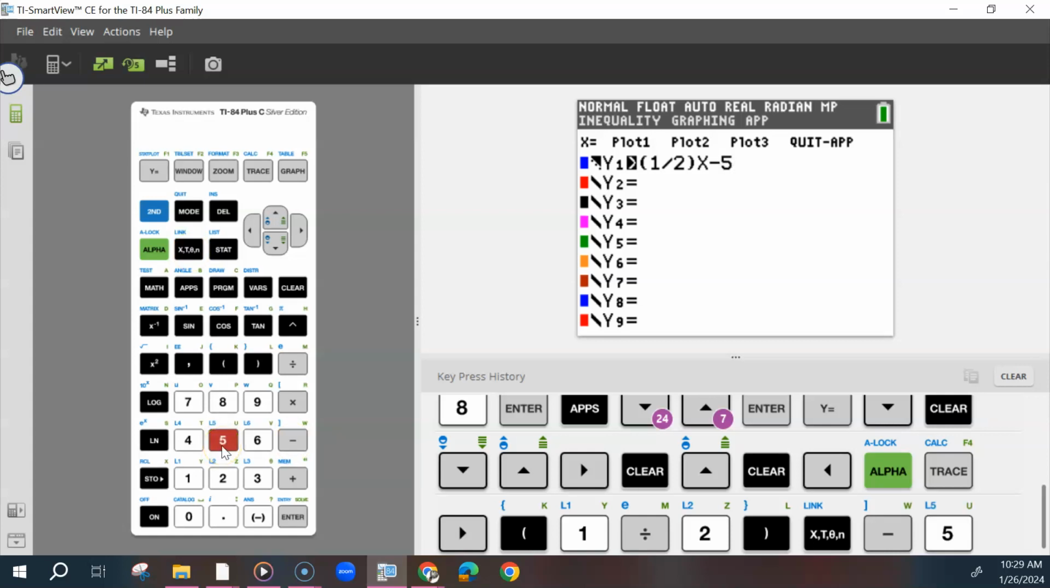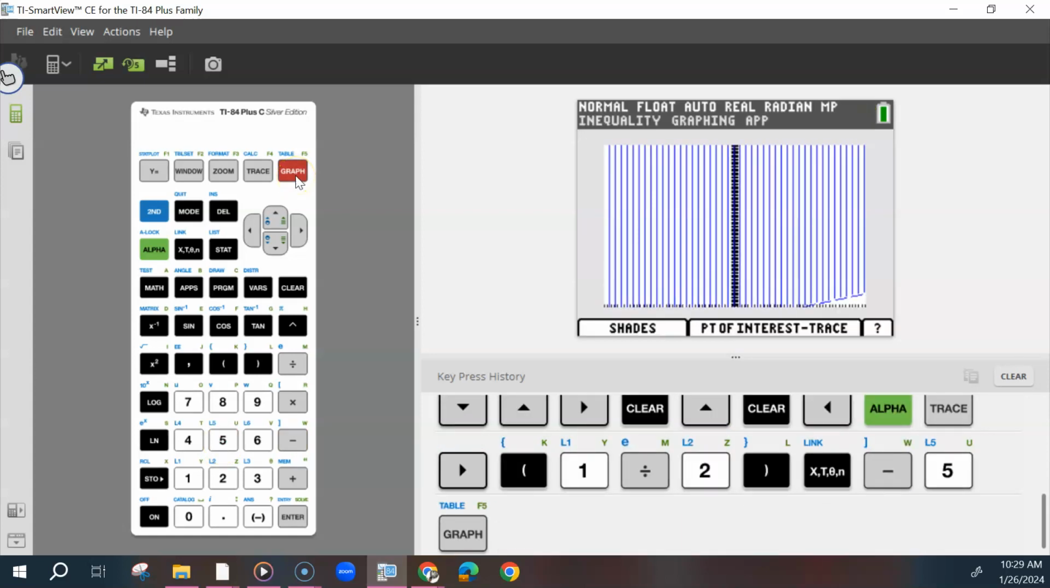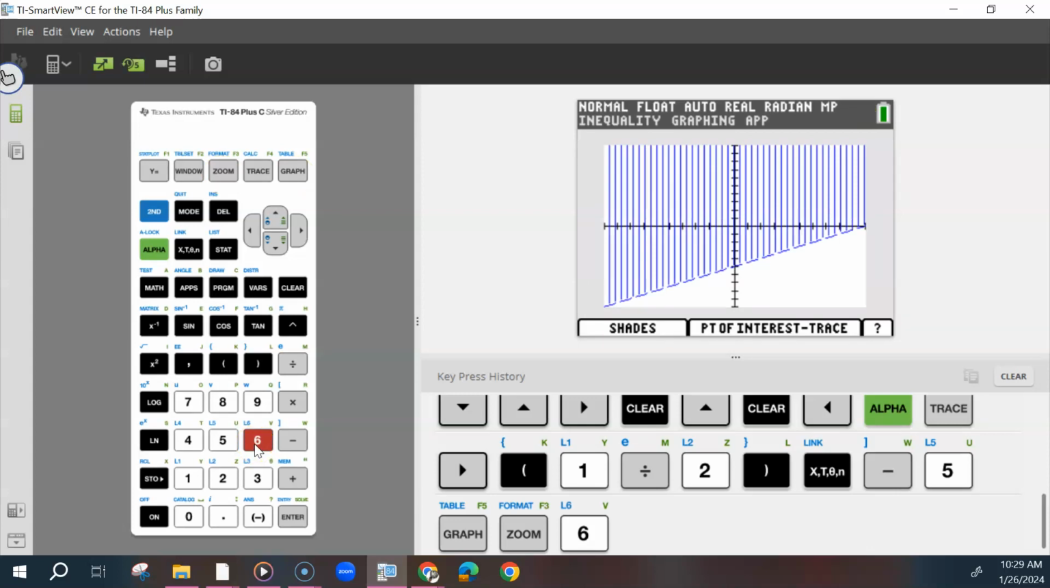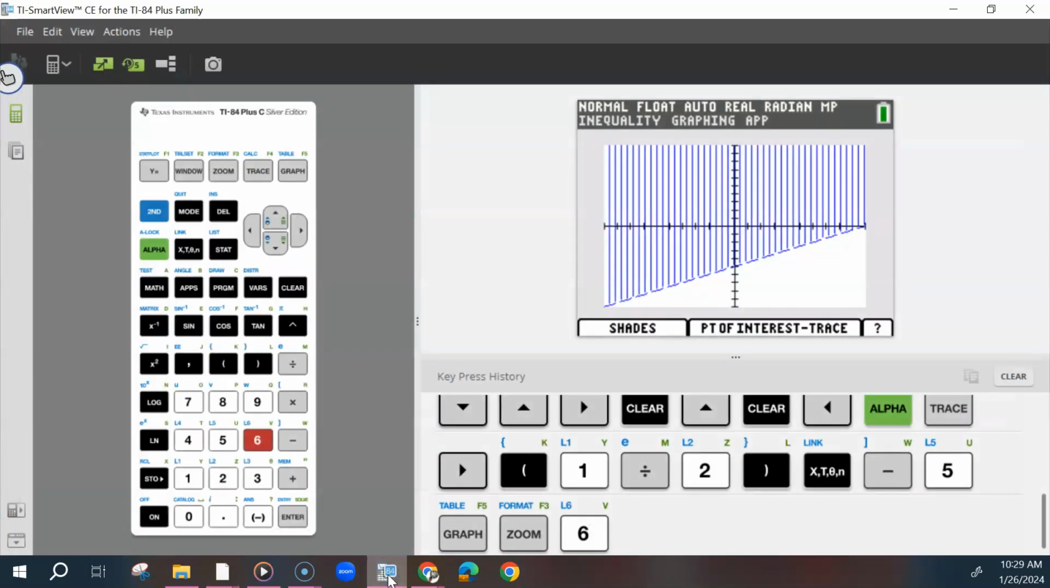And then if I graph this, I'm not in the right window. Zoom 6. Then I could think about my point, which I already forgot what it was, 2, 4, and look at where that is. 2, 4 would be somewhere in here. That's in the solution area, so that would be a solution. Oh, thank you so much.